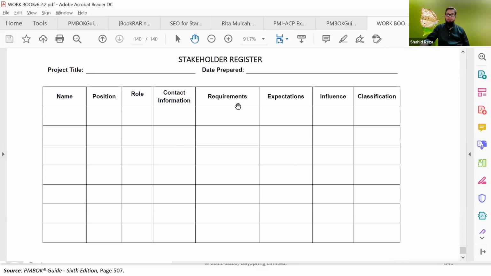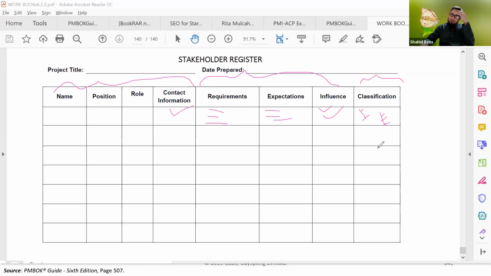So this is a simple template. Name of the stakeholder, position, role, contact information, then what are the requirements of the stakeholder, what are the expectations of the stakeholder from this project, what type of influence he can exert. That influence you have to identify, and classification. Classification means whether he is an internal stakeholder or an external stakeholder, so that you can classify. So here this is contact information, right? And these are expectations. And this is the grouping of the stakeholders. So the stakeholder register looks like this.